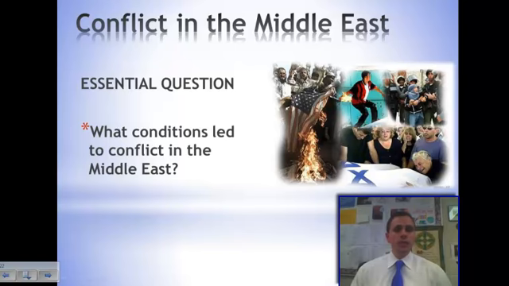Okay, so for this screencast, what is the essential question? Well, instead of just talking about what happened, we're going to discuss what were the conditions that led to this conflict. What were the developments that happened along the way that created this situation that's so volatile up to this point in history?